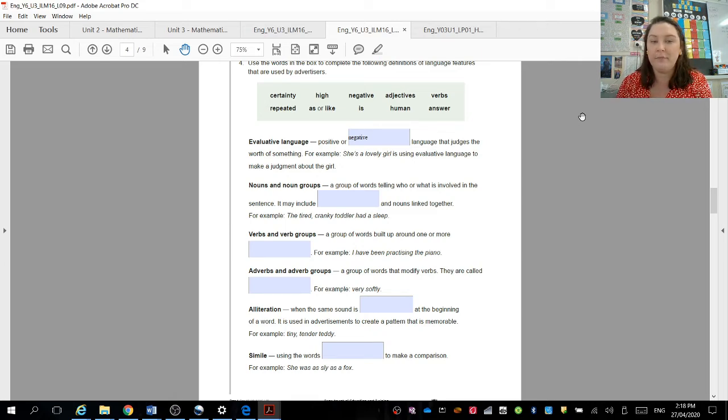Noun and noun groups: a group of words telling who or what is involved in the sentence. It may include something and nouns linked together. For example, the tired, cranky toddler had a sleep. If we know that toddler is the noun, the words that come before it are what type of words? We've got tired and cranky. Hopefully in your mind you're thinking, that's descriptive language, those must be adjectives. So it may include adjectives and nouns linked together.